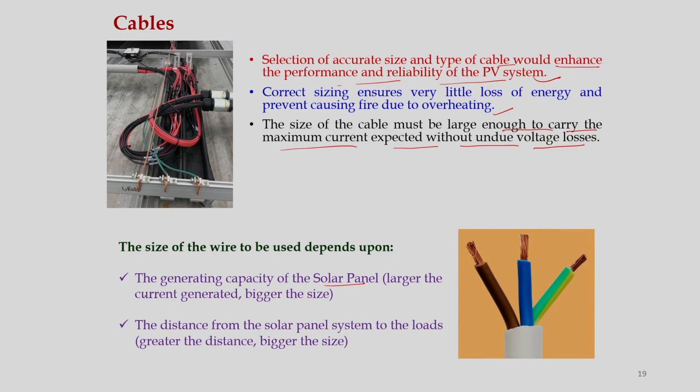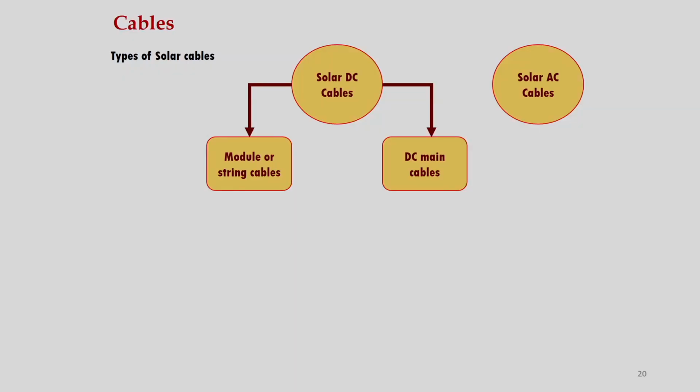So, this size also depends on these 2 factors: what will be the generation capacity of the solar panel, and the distance from the solar panel system to the load. These are very important aspects because it involves a lot of cost if we are talking about a megawatt level power plant. And primarily these cables are classified into 2 categories, DC cables and AC cables.